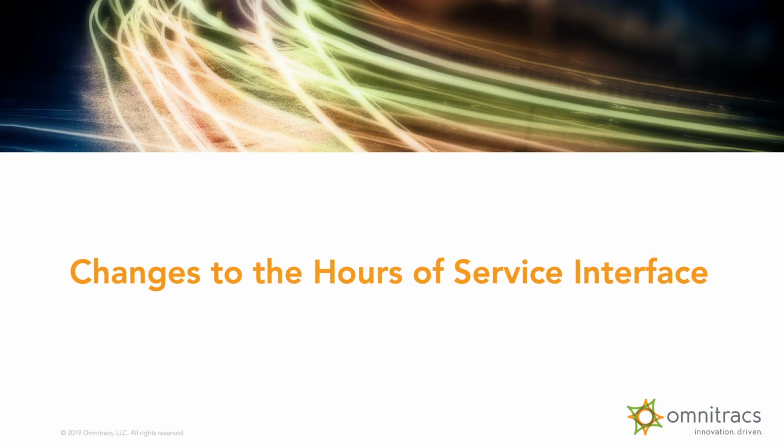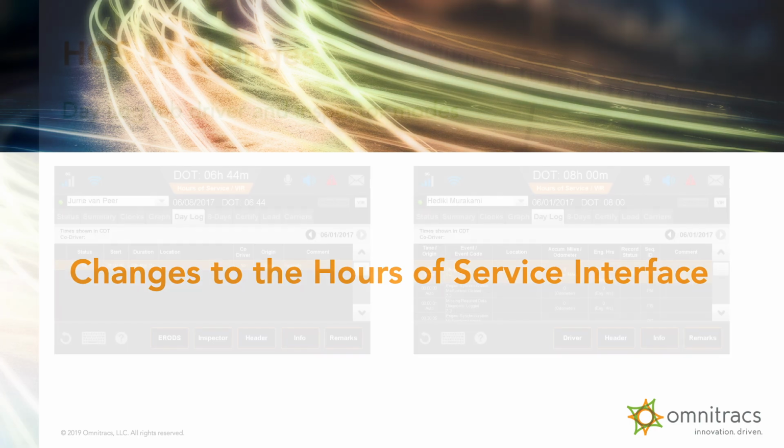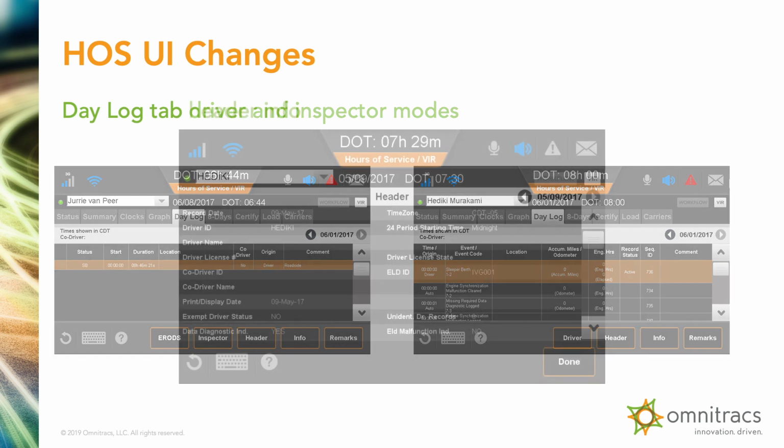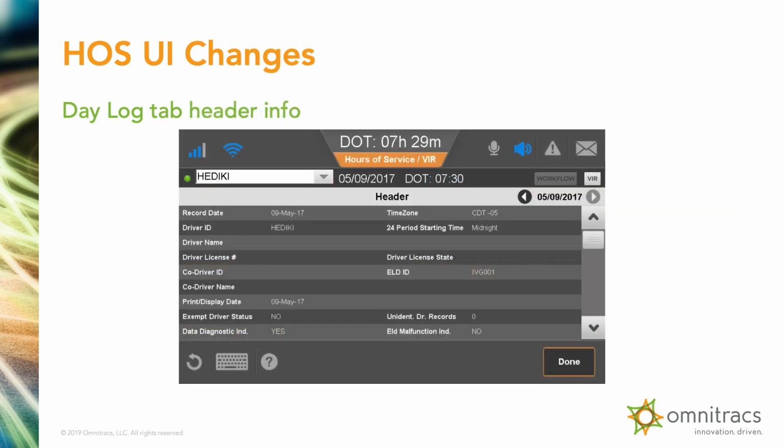This section covers changes to the hours of service interface that you'll see on the ELD. During a roadside inspection, you can switch to inspector mode by tapping the Daylog tab and tapping Inspector. Tap Driver to switch back. With inspector mode on, tap the header button to reveal information that the inspection officer may need. Tap Done to close the header.